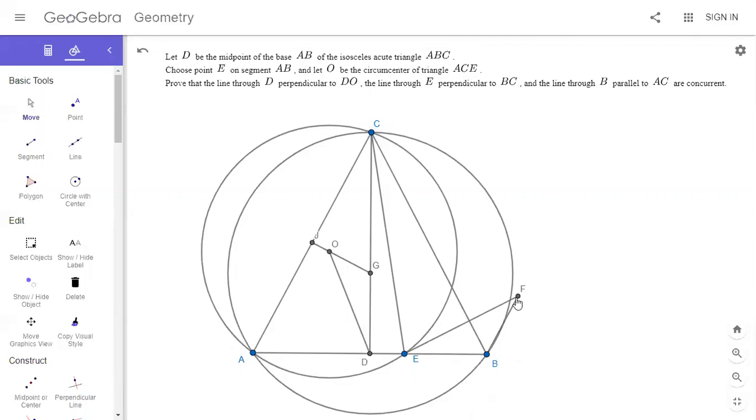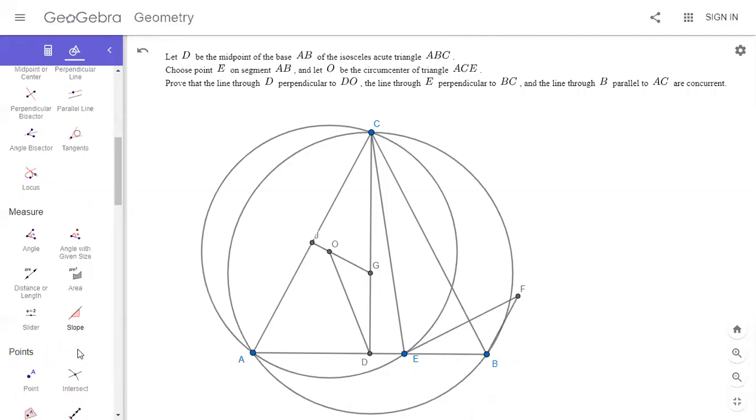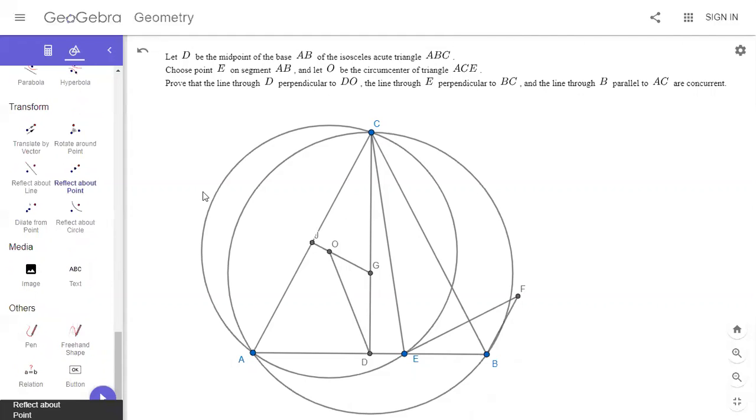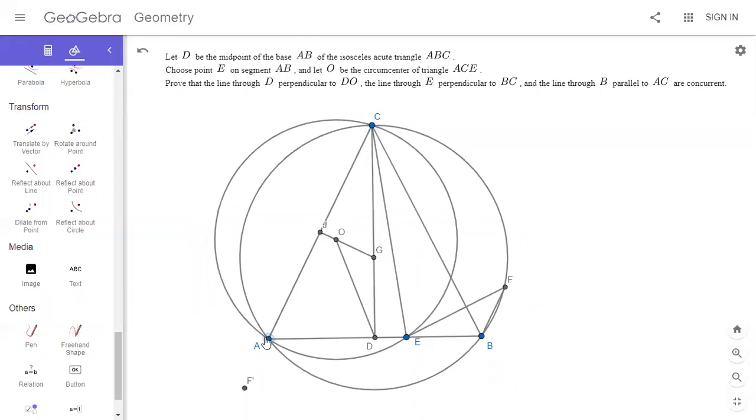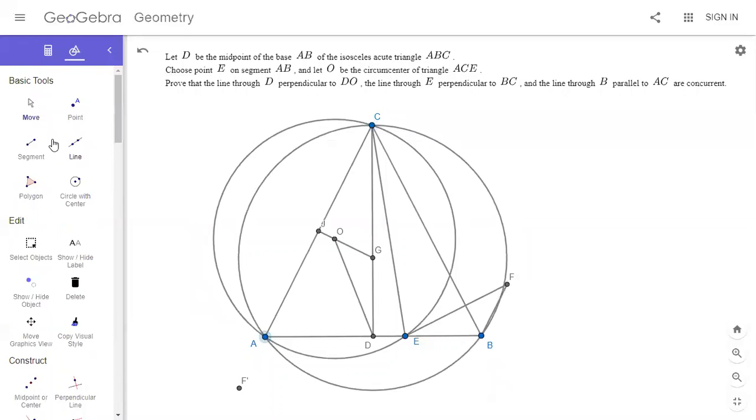So did you say reflect F over D? Yes, I think maybe this helps. Okay, hold on just a sec. So if F prime is a reflection of F over D, basically AF prime BF is a parallelogram, right? Yes, and so C, A, and F prime are collinear. All right, that looks kind of decent.